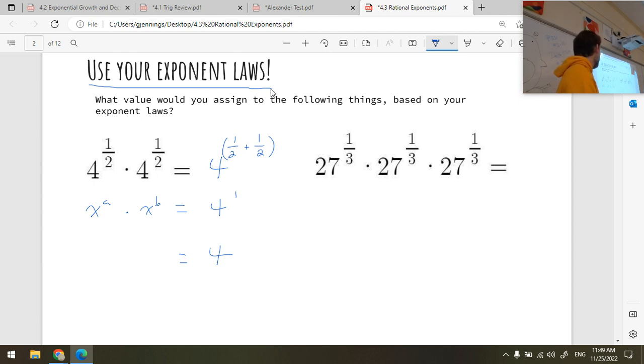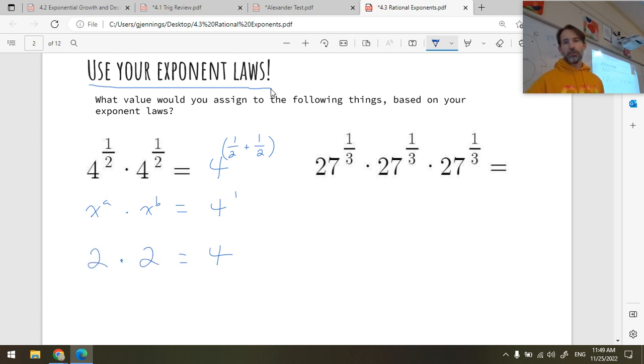So if we knew 4 to the 1 half multiplied by 4 to the 1 half is 4, what would you expect 4 to the 1 half on its own to be? 2, yes. And it is not 2 because 4 times 1 half is 2. It's not that 2 for that reason. We'll talk about that in a second. This is 2 times 2. 2 times 2 equals 4.